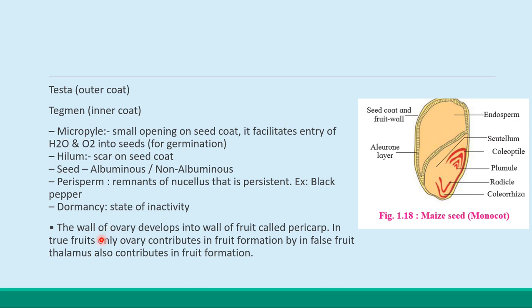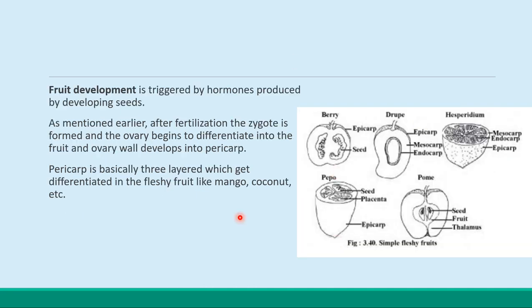Correct. Next point is the wall of the ovary develops into the wall of a fruit, that is called the pericarp. You can see here this is about the fruit development. Now what is the fruit?